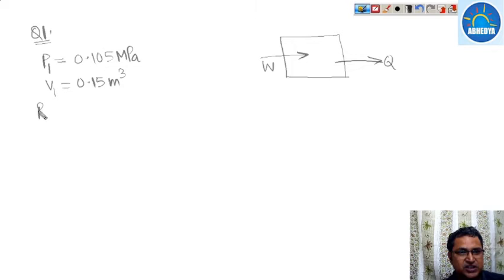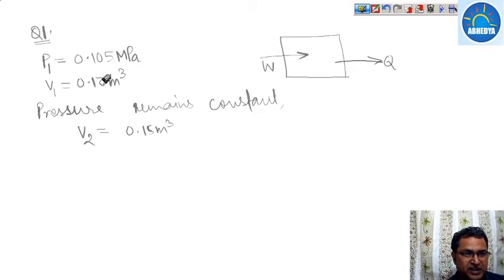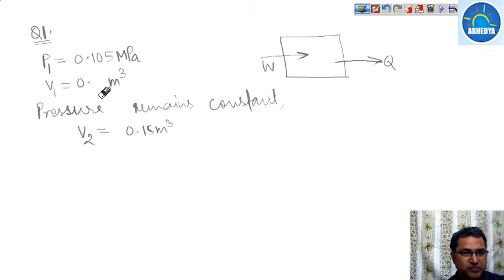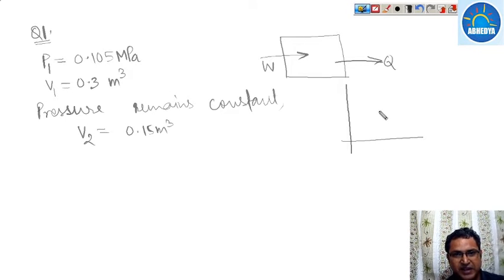While pressure remains constant, means we are compressing in such a way that the pressure remains constant. Initially the volume is 0.3 meter cube and it has been compressed to 0.15 meter cube. If we draw the PV diagram, it is something like this. This is our first state and this is our second state.